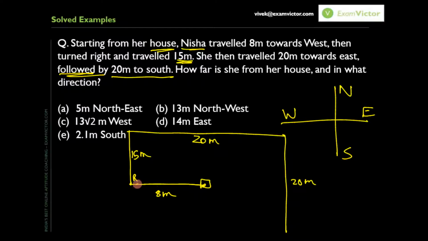She started from here, went straight, then took a right and came. This is her final point. And the question is really how far is she from her house and in what direction. So once you have this diagram, it should be fairly simple.